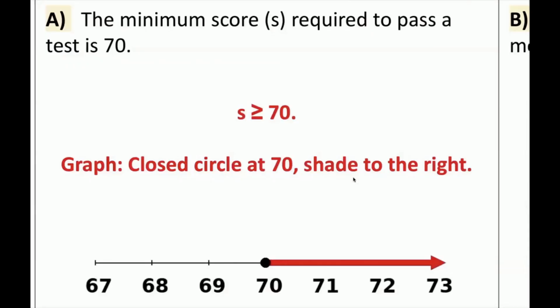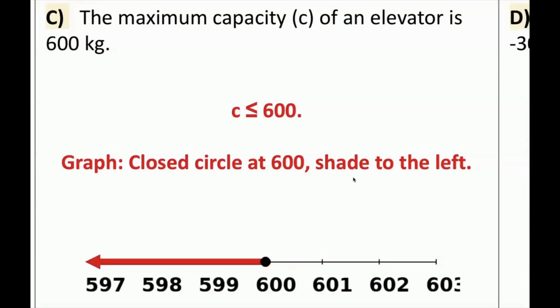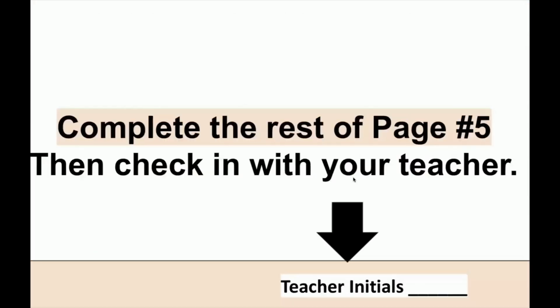Check your work for problem A. Remember, the minimum means it's the smallest number it could be. So 70 is included, and then any number bigger than 70. Let's check our work for C. Maximum is the opposite of minimum, so that's the largest number it can be. So 600 is included, and all of the numbers less than 600 should be shaded. Complete the rest of page 5, then check in with your teacher to get additional feedback.